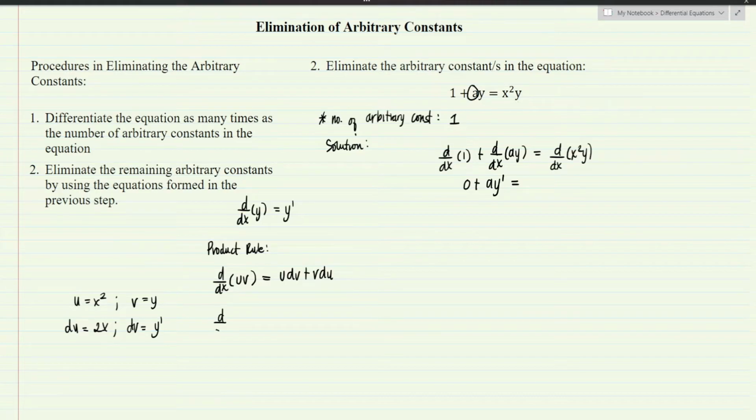So I can now solve the derivative of x squared y by following the product rule. I will start with u times the derivative of v. That would be x squared y prime plus v times the derivative of u. That would be y times 2x. Simplifying, I will have x squared y prime plus 2xy. So I will place it on the right side of the equation.